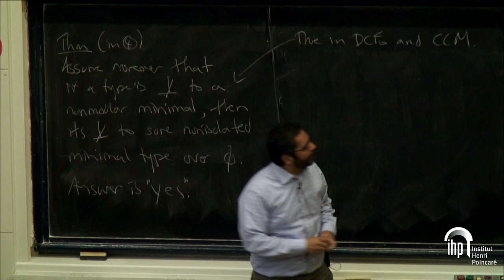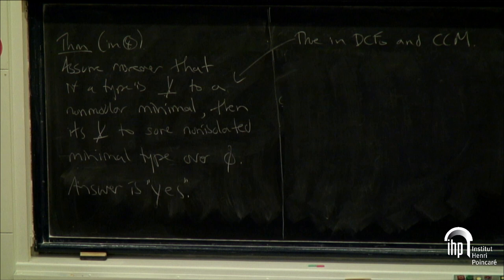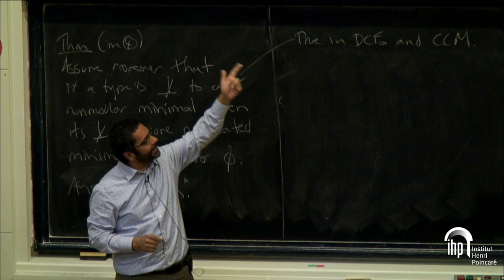So just a couple of comments to end. First of all, it seems hard to improve star. So for example, you can't replace ACL with DCL in star. There's an example actually coming from the Freytag-Scanlon J-function example, where it satisfies star with DCL, but it doesn't satisfy star with ACL. So you really need ACL there.